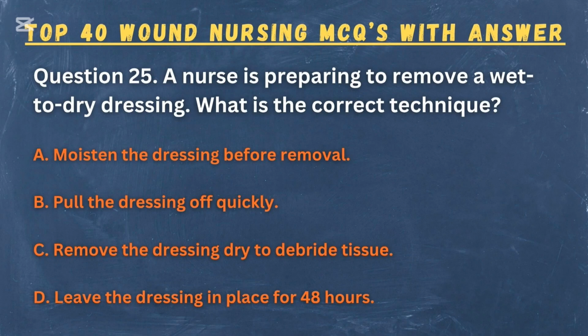Question 25. A nurse is preparing to remove a wet-to-dry dressing. What is the correct technique? A. Moisten the dressing before removal. B. Pull the dressing off quickly. C. Remove the dressing dry to debride tissue. D. Leave the dressing in place for 48 hours.